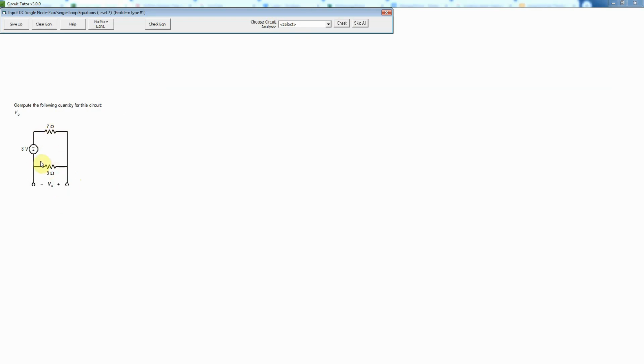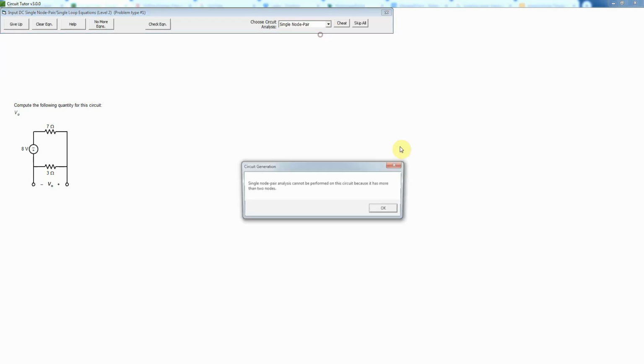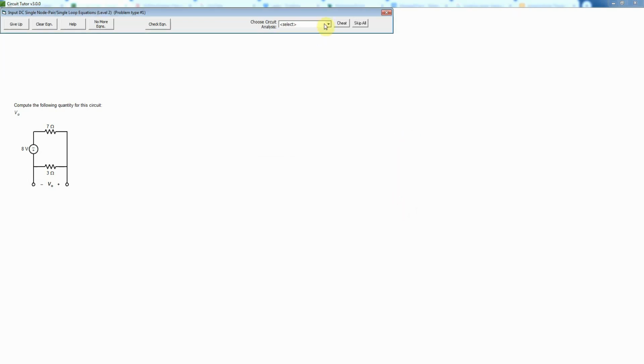And I see it is a single loop, unless you also count the outer loop, I guess. But it is not a single node pair because I have 1, 2, 3 nodes, and that is not 2 nodes, as I would need to do that method. So if I try to do that, it's going to tell me I can't do it. Okay, so I have to do single loop analysis here.